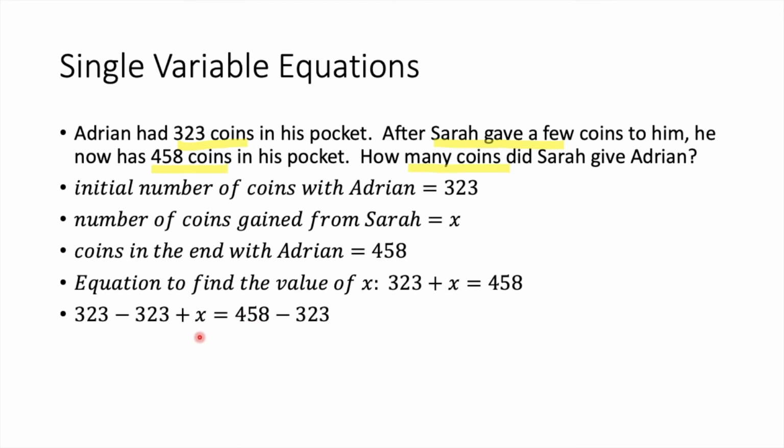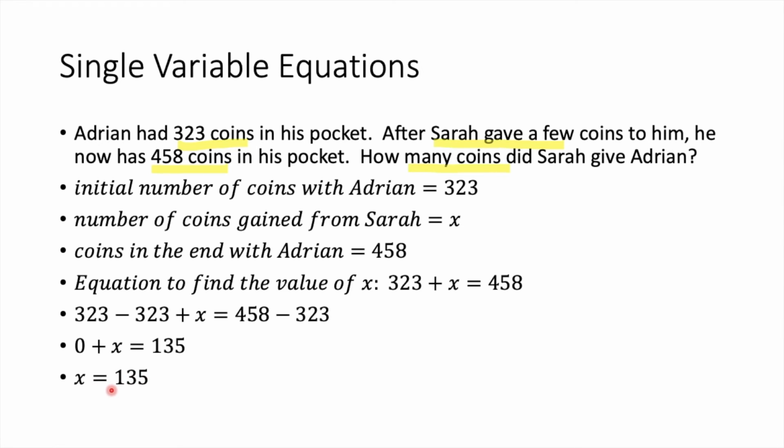Coming back to our problem, we get 0 plus x is equal to 135. And this 135 is 458 minus 323. Now we know that 0 has no face value, so we can say that x is equal to 135.